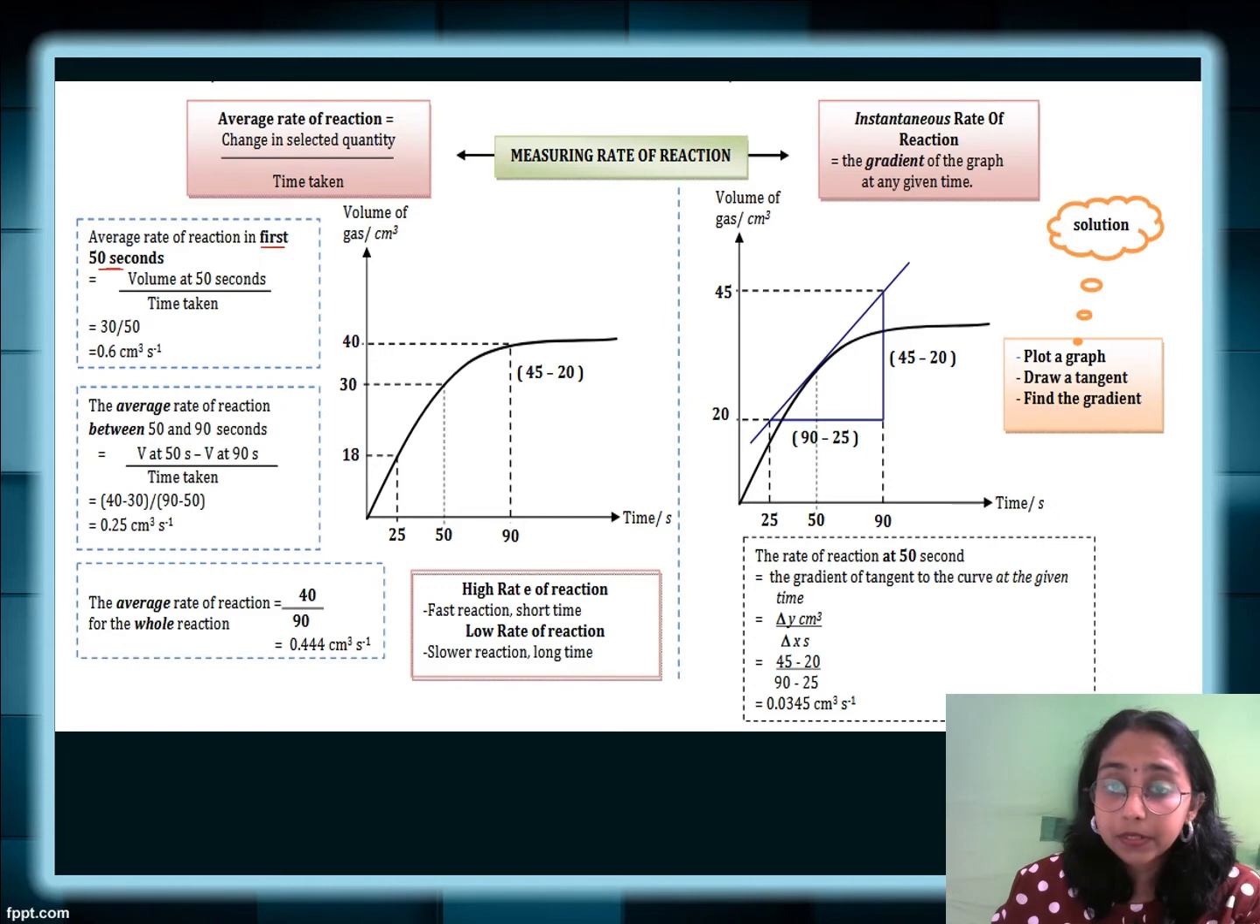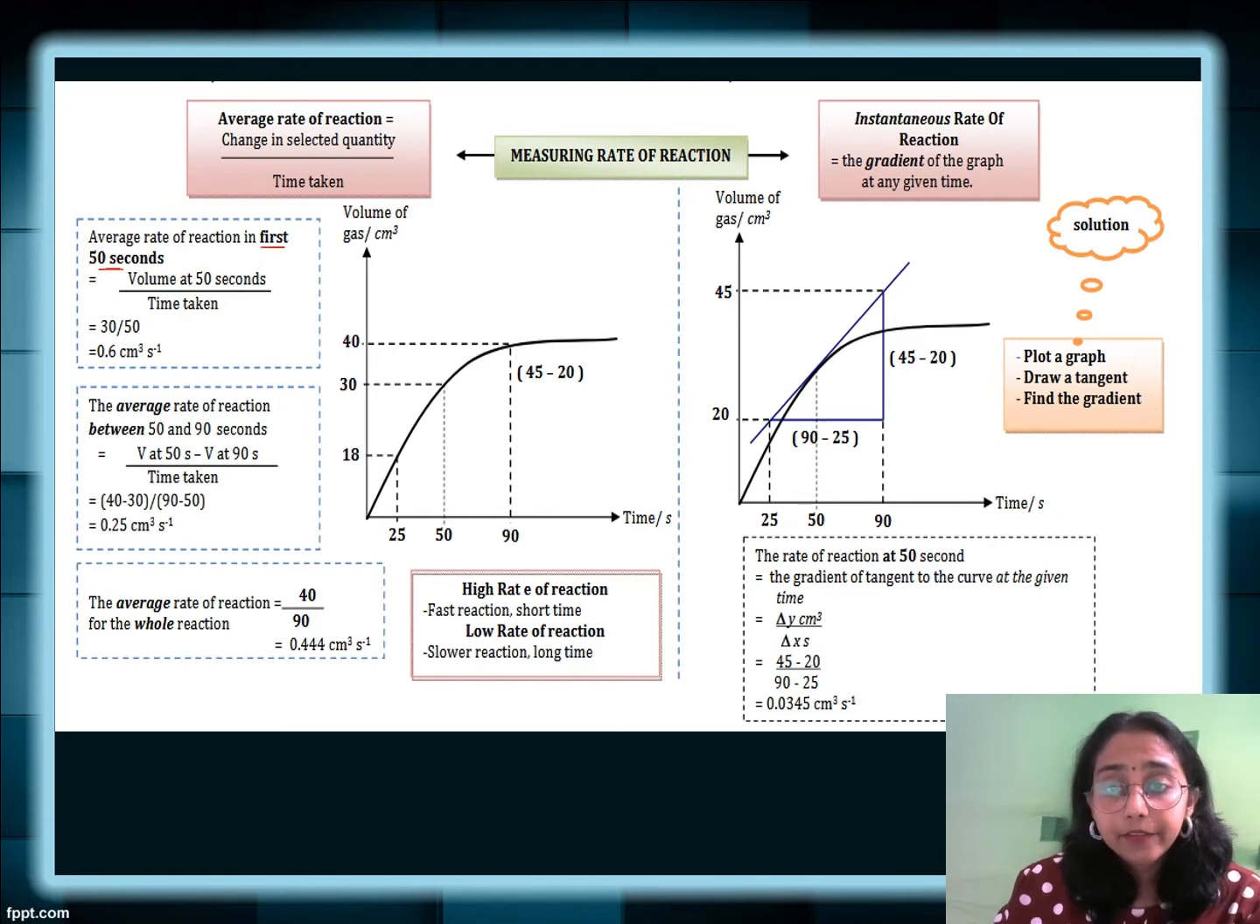And very important in calculation of rate of reaction, make sure the unit you state is correct. You follow the unit given in your data. If they have given you cm cube, then volume must be in cm cube. If the time is given in seconds, then it must be per second. If it's in minutes, then your calculation will be represented in the unit of per minute.